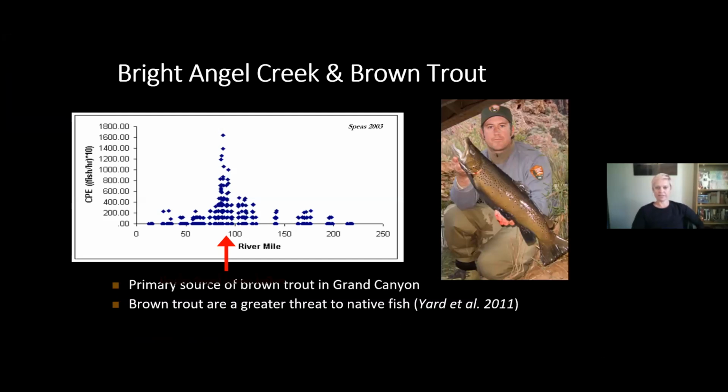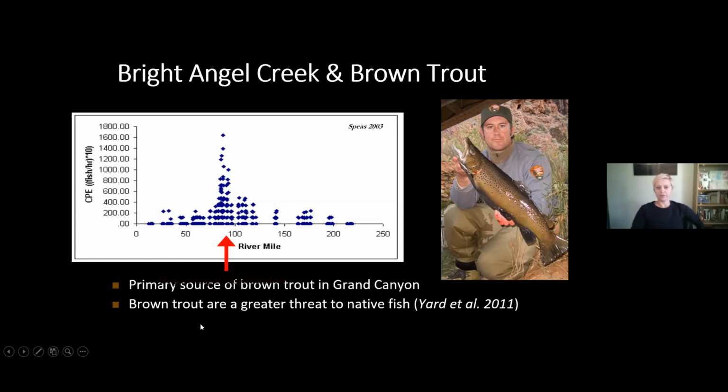The reason that we targeted Bright Angel Creek is because here, x-axis is river mile along the Colorado River, y-axis is the catch per unit effort. And basically you can see that most of the brown trout in the whole Colorado River system are centered around Bright Angel Creek. There's residents that live up in Bright Angel Creek year round, and then there's a bunch of them that come up only to spawn and then go back into the Colorado River afterwards. So we targeted that area for that reason.